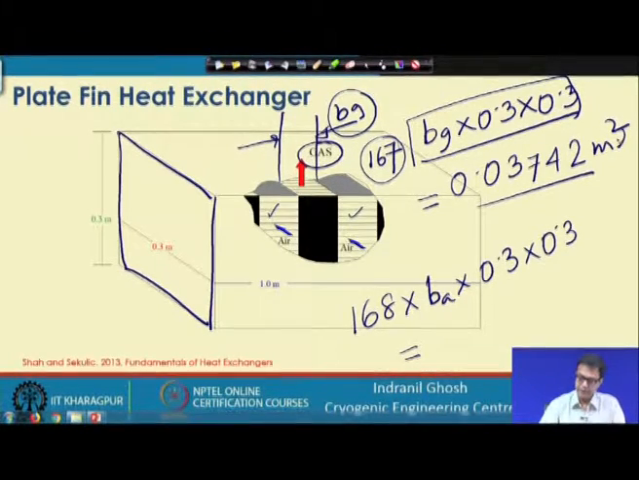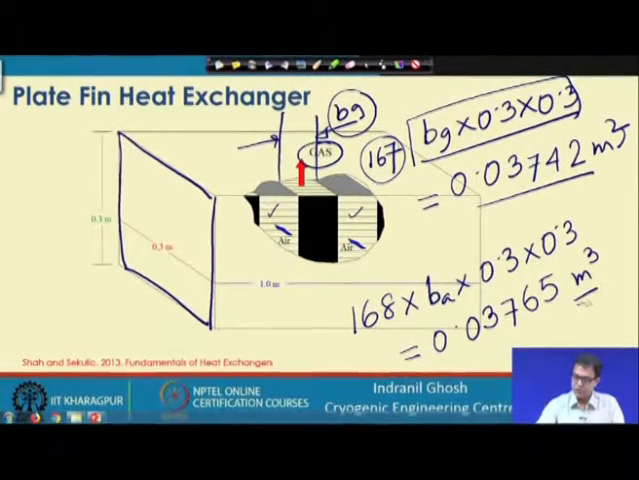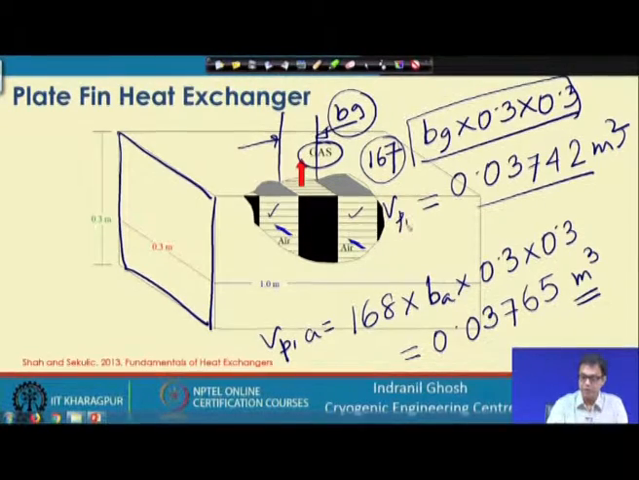We have this number will come out as 0.03765 meter cube. So, this is the volume between the plates for the gas, Vpg, and this is the volume between the plates for the air side, Vp of air.